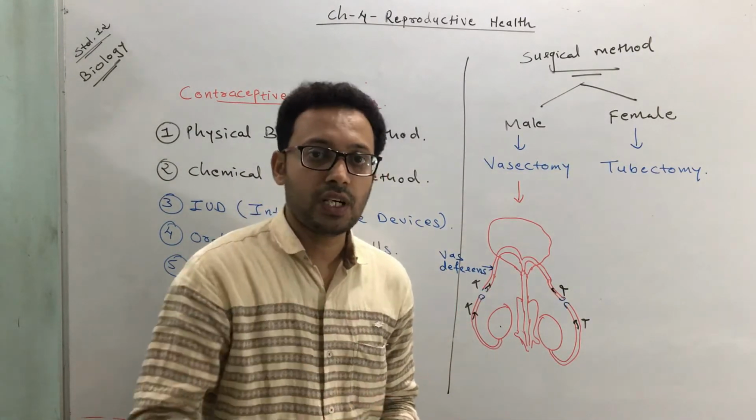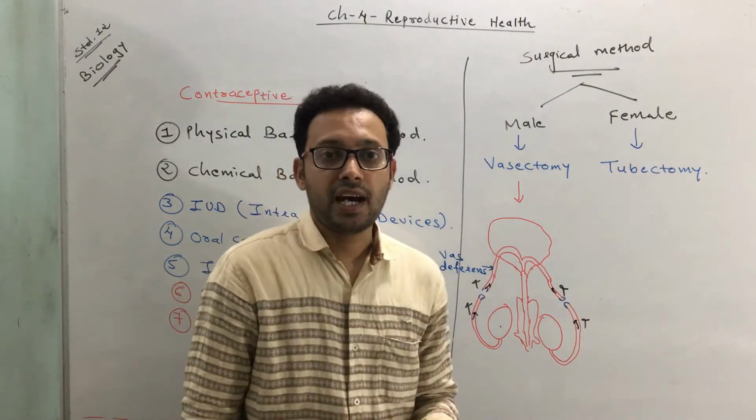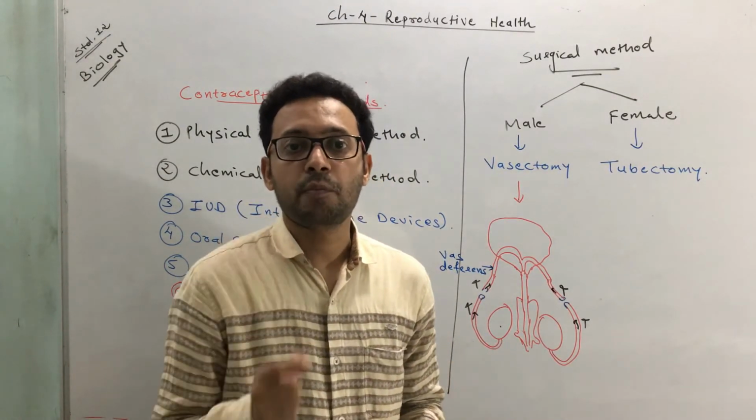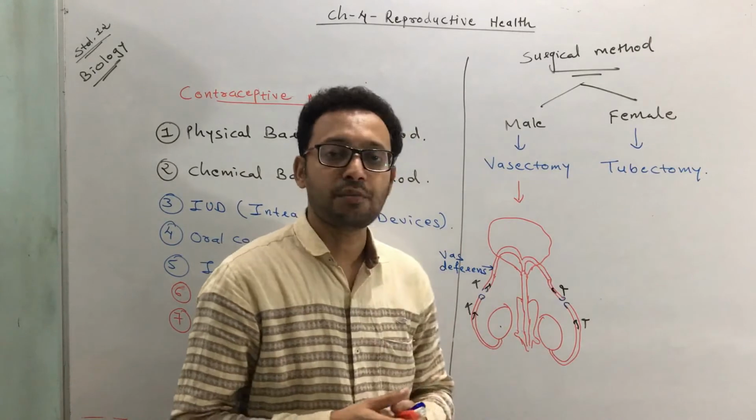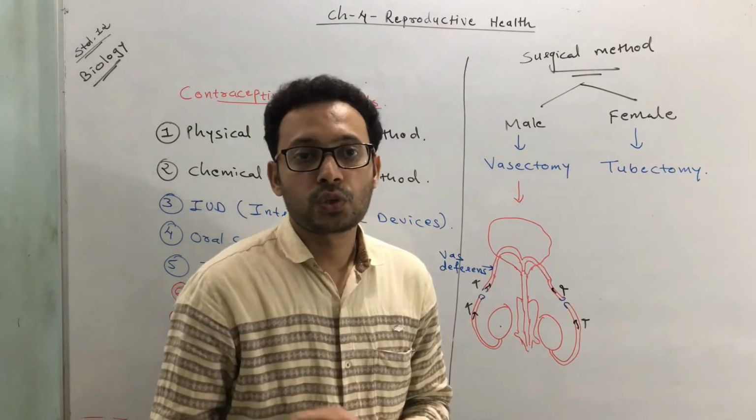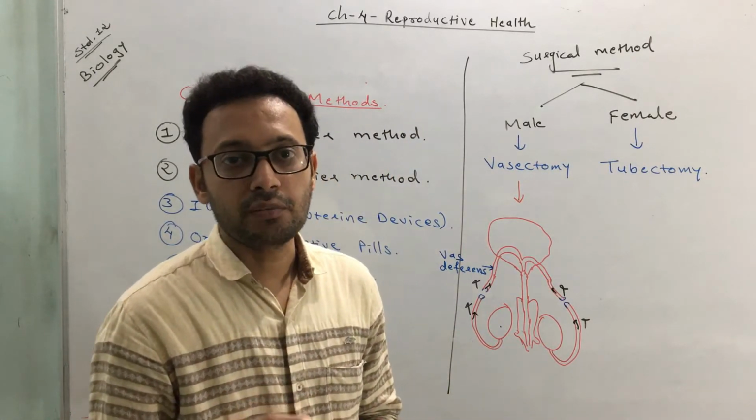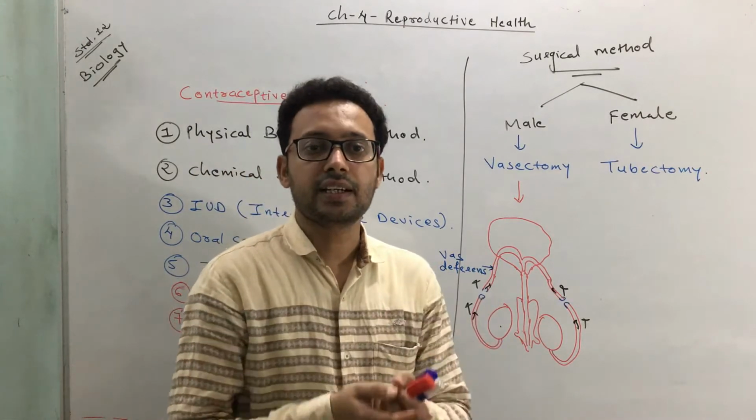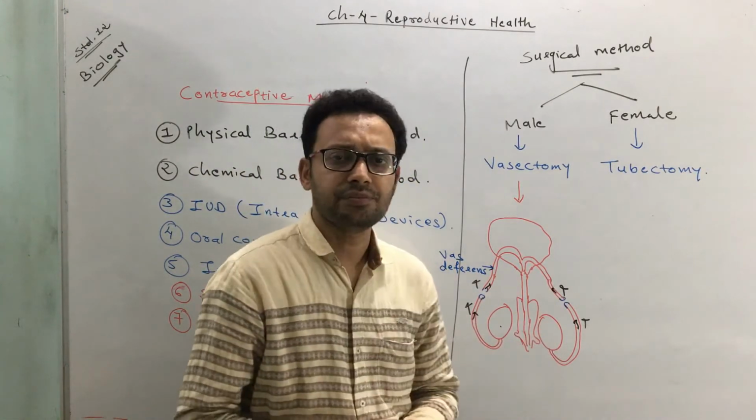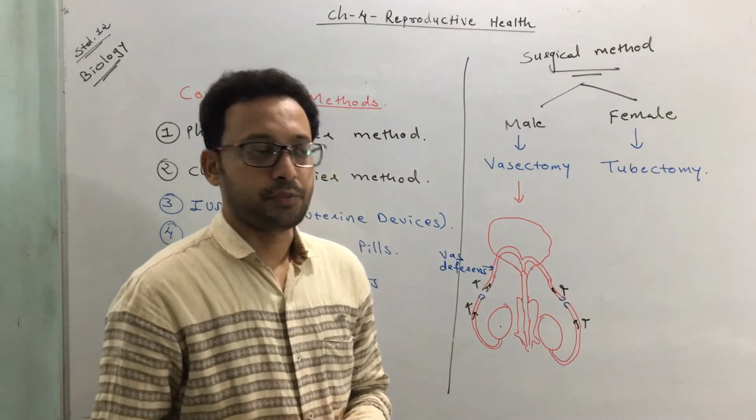The cutting of this vas deferens is done by entering through a scrotum, a pouch-like structure where these testes are present. So through an entry into the scrotum, the vas deferens is cut and then tied, and thus ultimately it prevents conception.